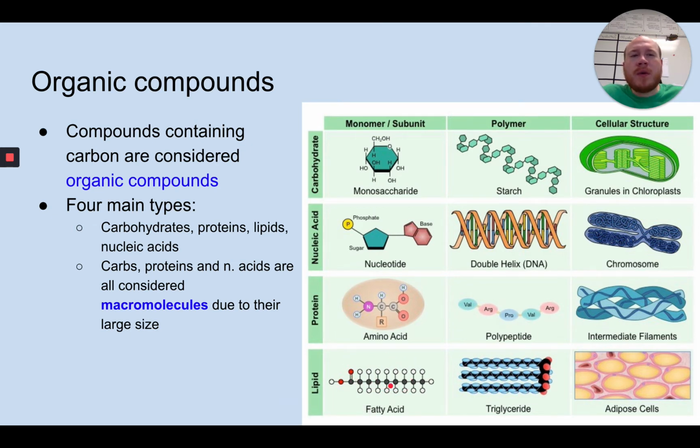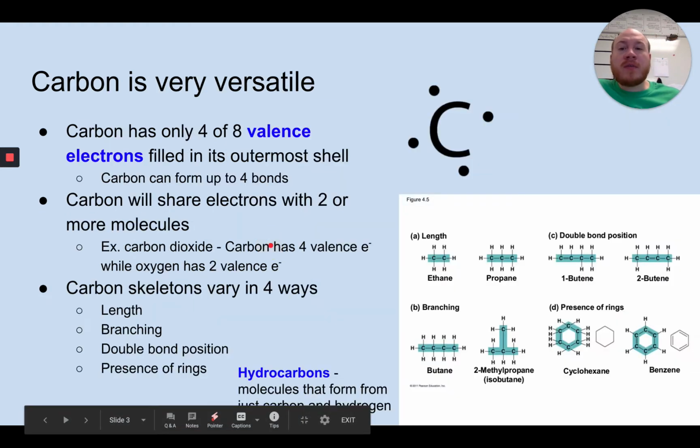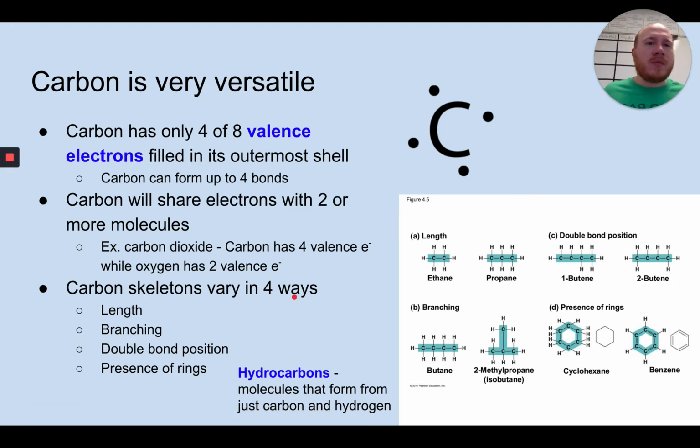Lipids are kind of weird. They don't make bigger structures per se. They're generally not considered macromolecules because their size stays relatively small. You might find them in something like an adipose cell, which is technically a fat storage cell inside of the body. So let's talk about carbon, because that's the big player in all organic chemistry.